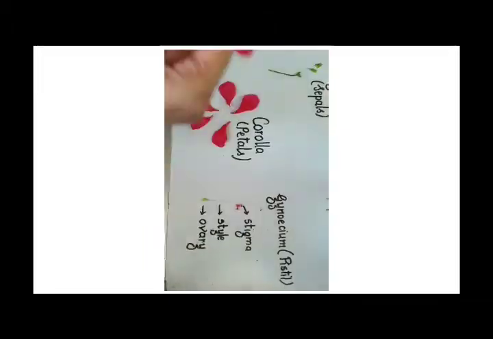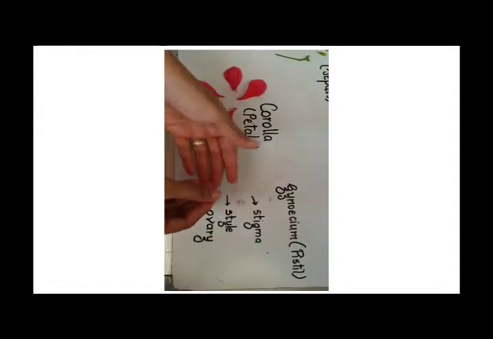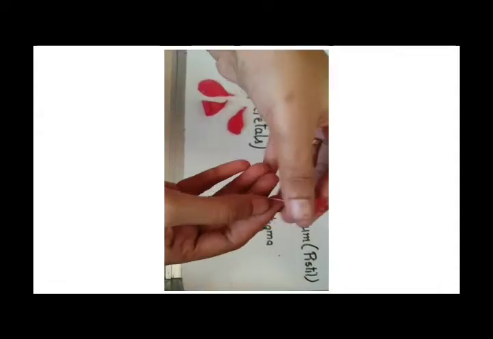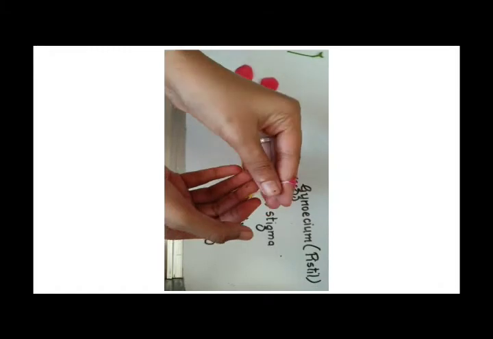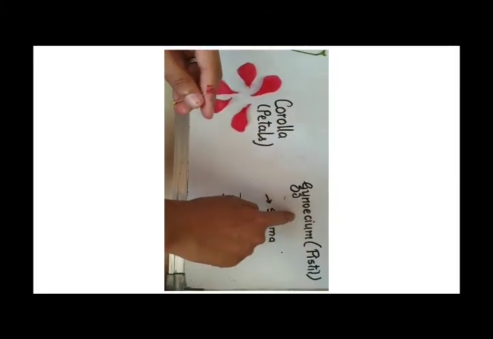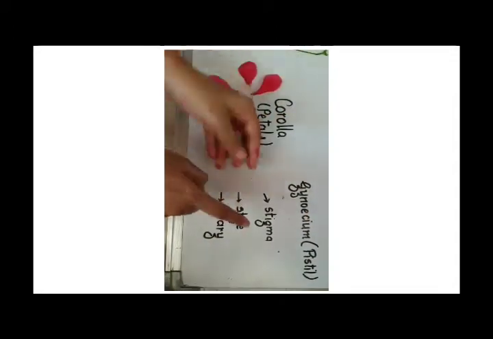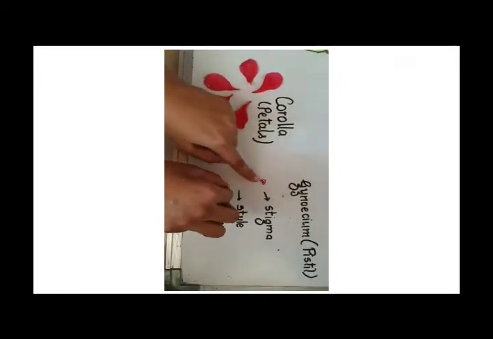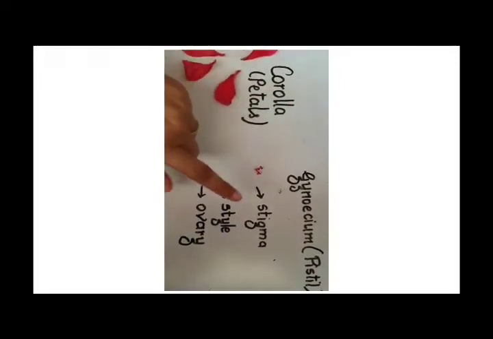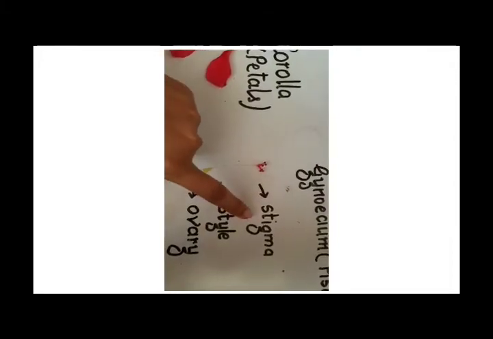Now the last whorl, or the fourth whorl, or the innermost whorl of the flower is the gynoecium or the pistil. You can see it is made up of three parts. The gynoecium is made up of three parts, that is stigma, style and ovary. The topmost carpels, you can see there are 5 to 6 carpels present. It forms the stigma. The slender part is the style and you can see a bulging part, that is the ovary.